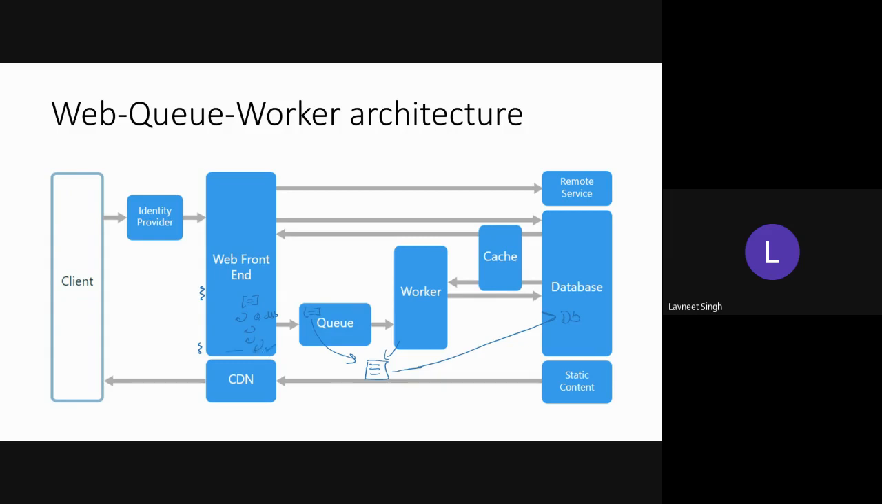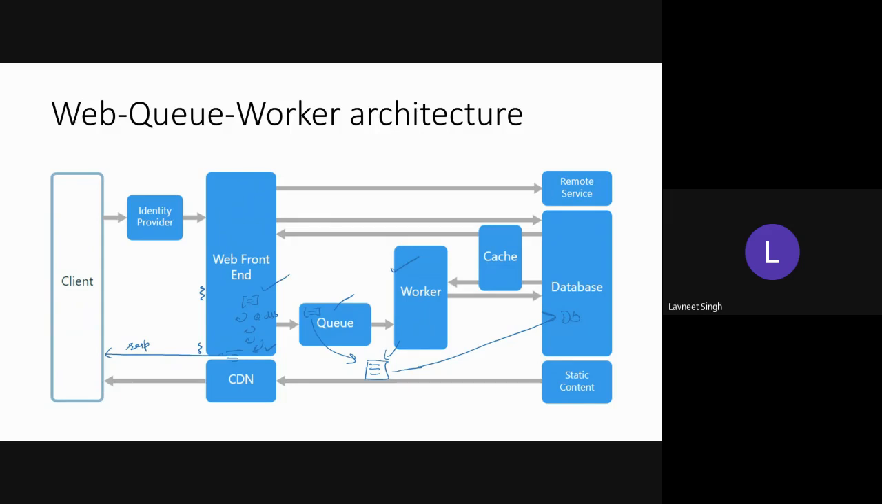I fill up the response object and send the query back, right? So this meets all conditions of web queue worker architecture. You've got a queue, you've got a worker, you've got a web front end, three core pieces, right?